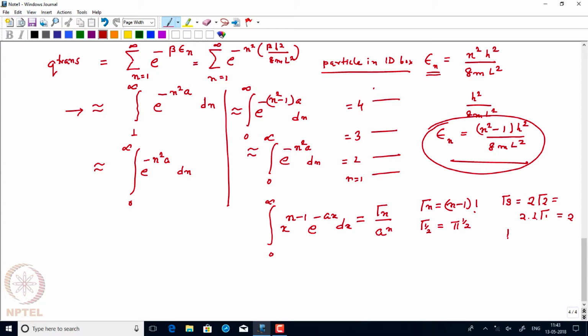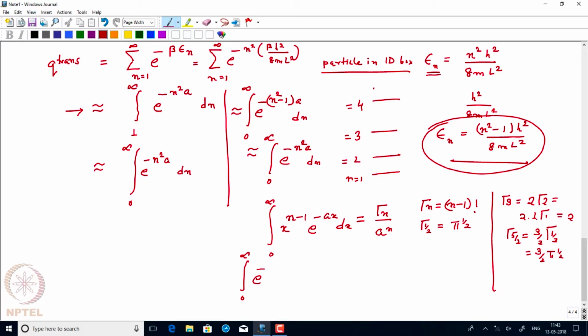If I have something like gamma 5 by 2, it will be 3 by 2 gamma half, and gamma half is root pi, so it will be 3 by 2 root pi. In that way, we will just evaluate the gamma function. Now, let us see the mathematical form here. It is e to the power minus a x square dx. So I have to write it in terms of the gamma function.